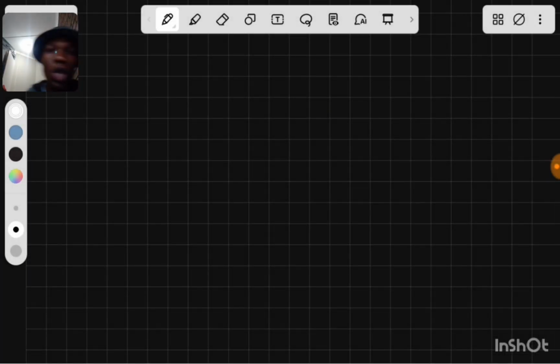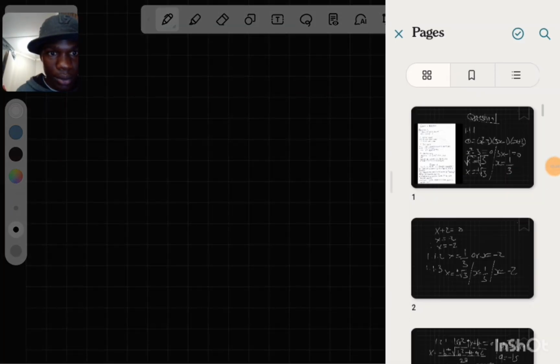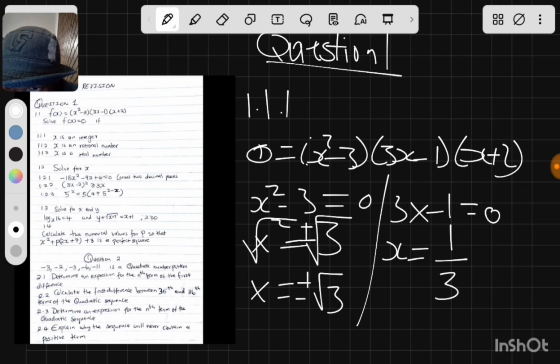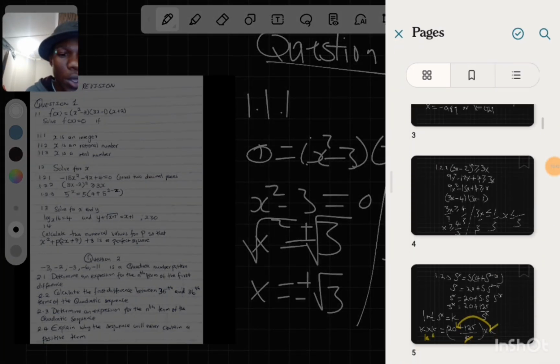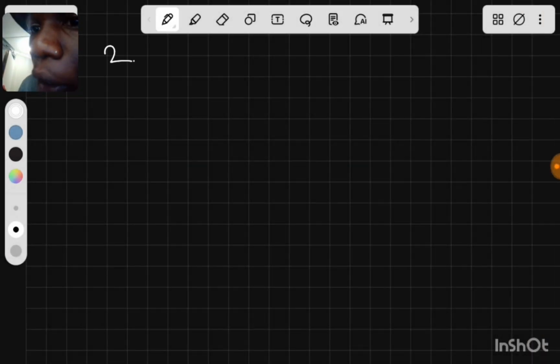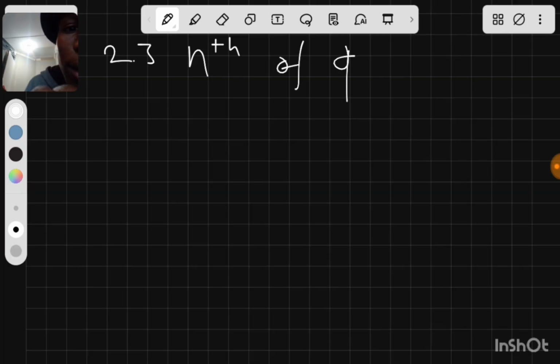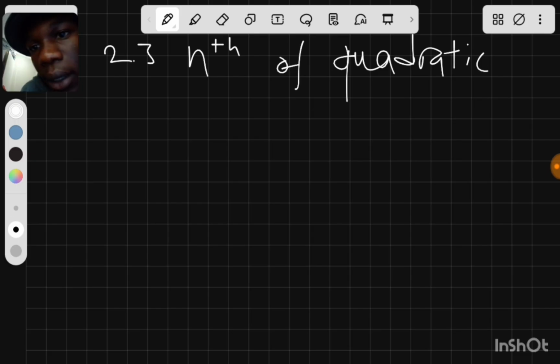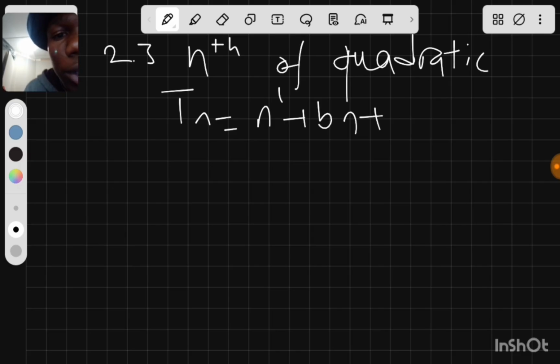So we're going for 2.2.3. Let me check the question. What does it say? Determine an expression for the nth term of the quadratic sequence. Yes guys, here we must pay attention attentively. They want the nth term of the quadratic. So they want Tn is equal to an squared plus bn plus c.